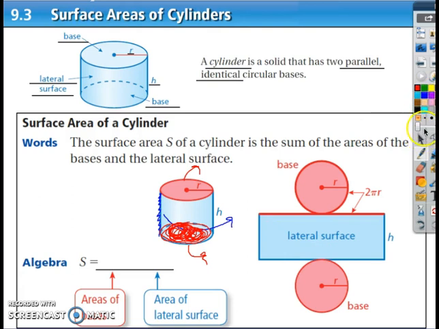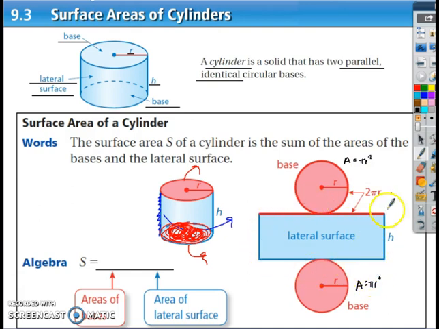Now our goal is going to be to find the area of this net. So notice I have two circles. The area of one of these circles is going to be pi times the radius squared. The other is also pi times the radius squared. Since they're the same, really we just have two of those pi r squareds.